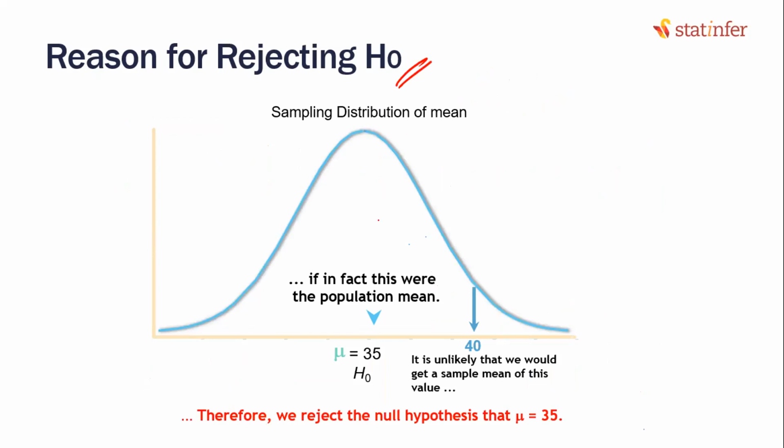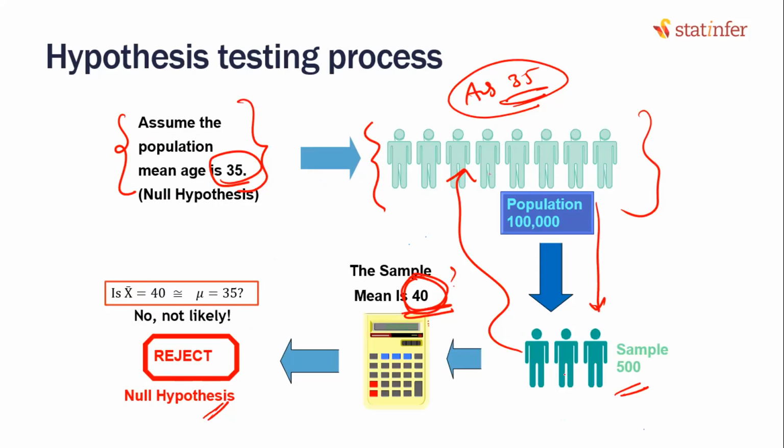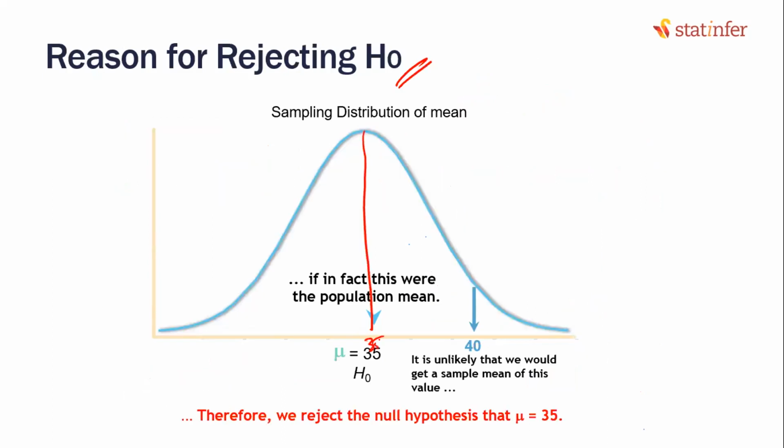What is the reason? If it is really coming from a population where the average age is 35, then the average of these 500 customers should be 35 or 35.5 or 36 or maybe 34.5 or maybe 34 or maybe 36.5. But if it is 40, now that is not likely. It may not be true. The null hypothesis may not be true.